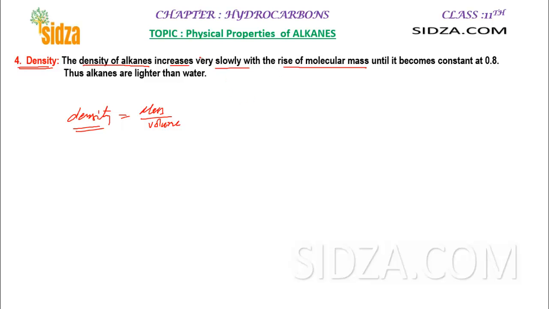But the change is very gradual, and it reaches a highest constant value. This is the highest density that we find in any of the alkanes, 0.8. And this is quite a bit less than the density of water. We know the density of water is 1.0 grams per ml. So the highest density for the alkanes is about 0.8. That's why the alkanes are lighter than water.